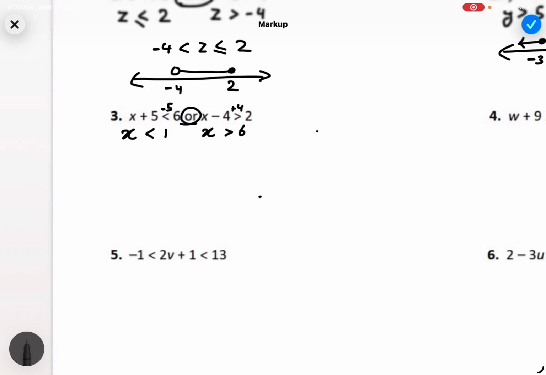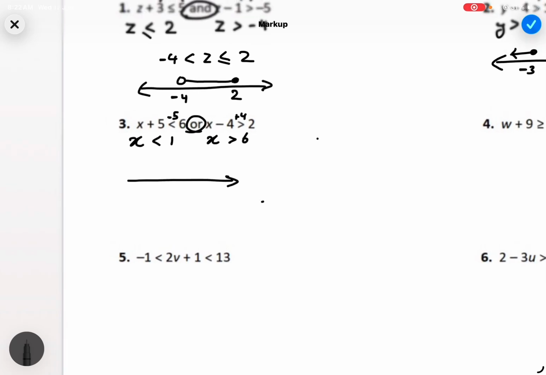And to simplify these answers, we just make a number line, and we do 6 and 1. Empty hole pointing this way, and then empty hole pointing this way. That's our answer for question 3.